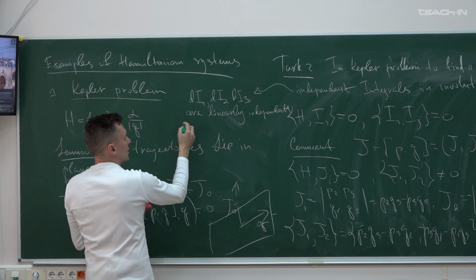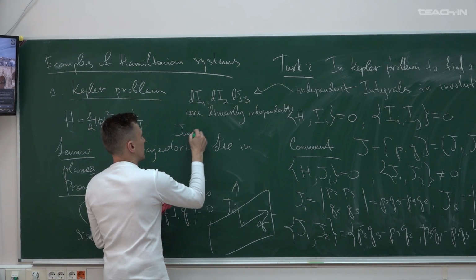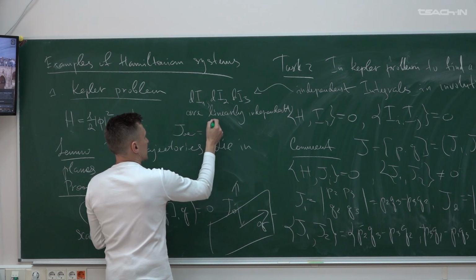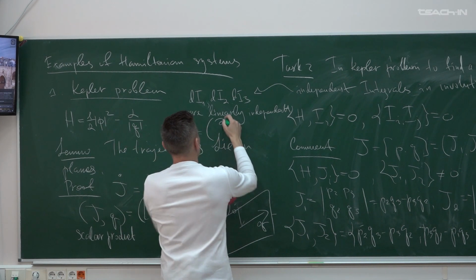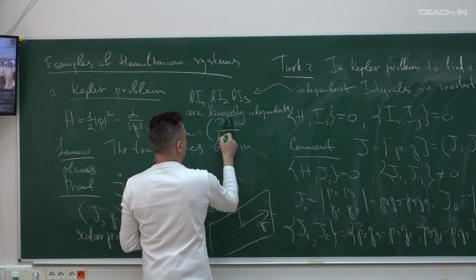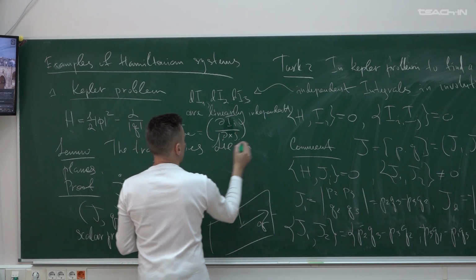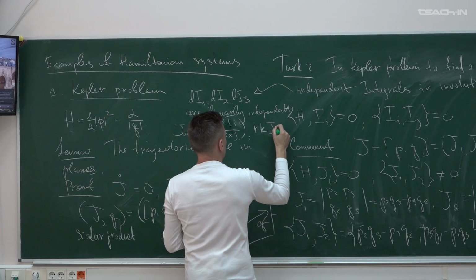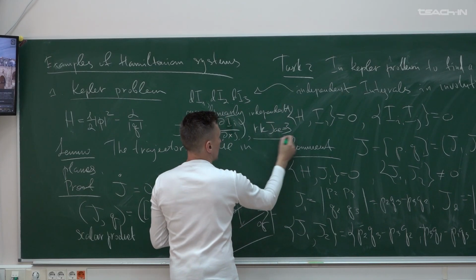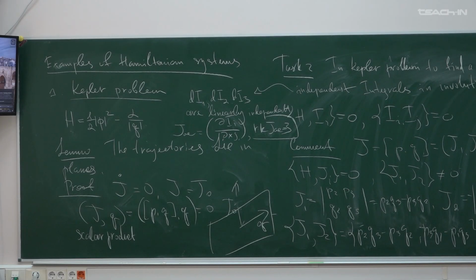Or in other terms, the Jacobi matrix, which is the matrix of the derivatives of the integrals I over dxj, has the full rank. So this example is clear, and you have a task for the homework.